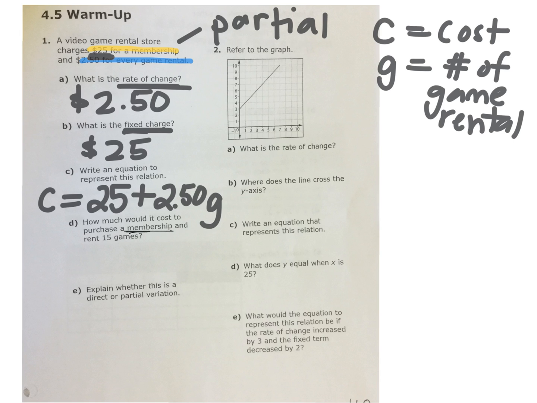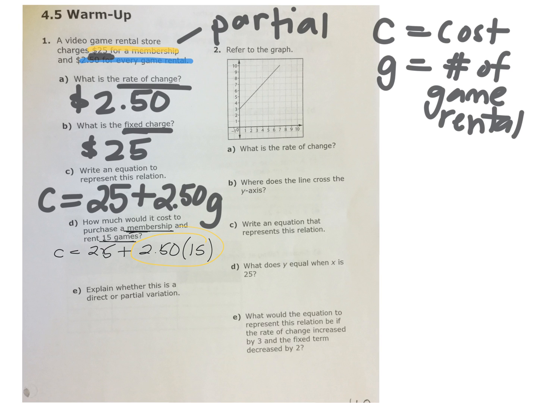Okay, so now that we have an equation, we want to know how much it would cost to get the membership and then rent 15 games. So once again, how much is a membership? $25, and then you're paying $2.50 for one game. So how much would I pay for 15 games? Times 15. So you must do this first, BEDMAS. You must multiply 2.5 times 15. That's how much it costs to rent the games, and then you have to pay an additional $25 for the membership. So you guys tell me, what is the total?